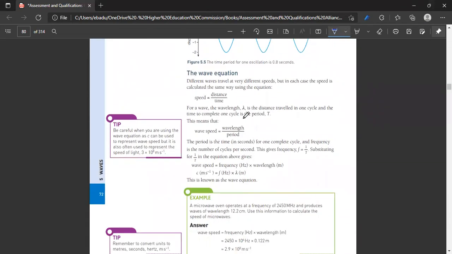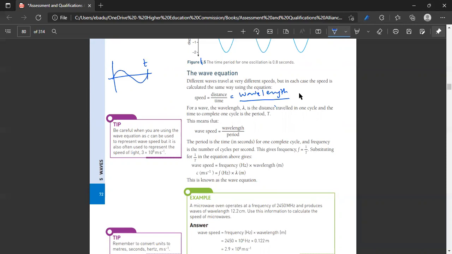Okay, now let's talk about some equations. Here, the distance over time formula is used to determine the speed of the wave. The distance is the wavelength we've described, and the period is the time taken by one wave to form. Whatever time the wave takes, till here, this is the period.